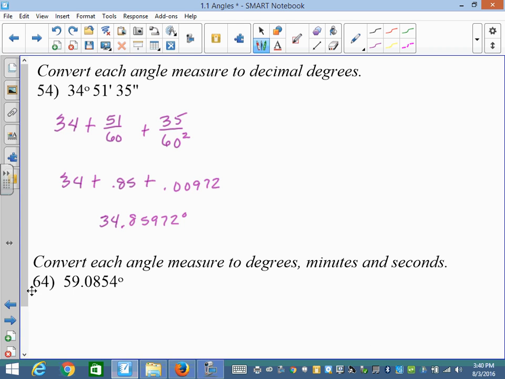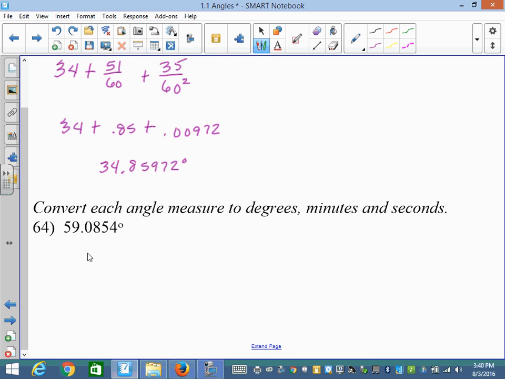Okay, now the second problem, did you remember what to do on this one? So you have 59 degrees, that's the easy part. And then you have to take 0.0854 and multiply that by 60. So 0.0854 gives you 5.124. Don't forget, 5 is your minutes. So now you're at 59 degrees, 5 minutes. And then you take the 0.124 and multiply it by 60 again.